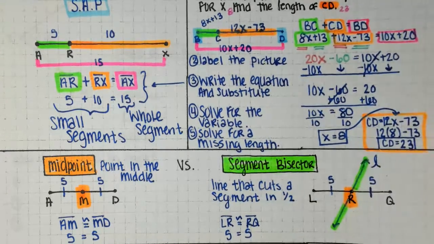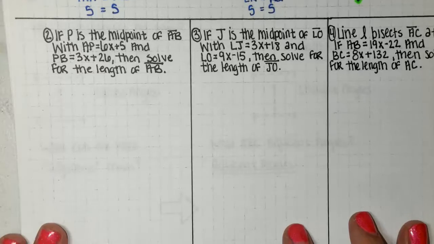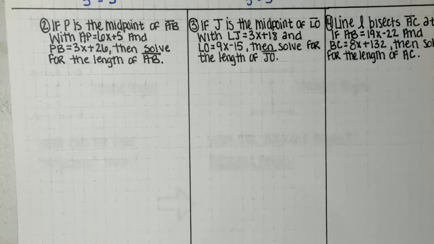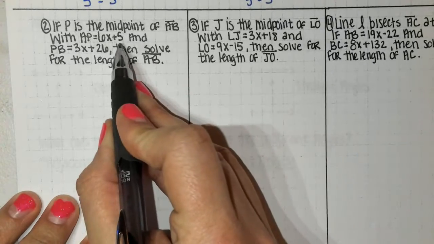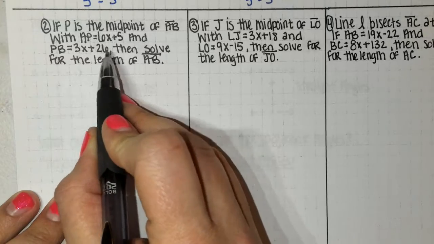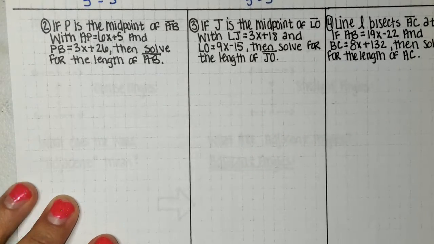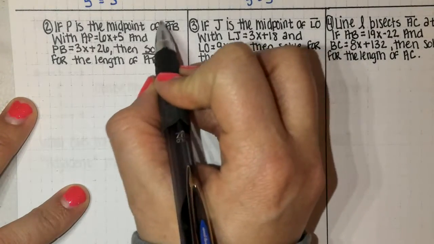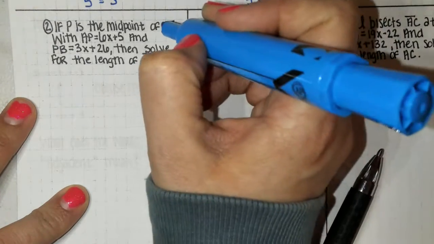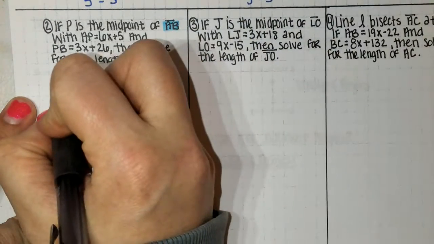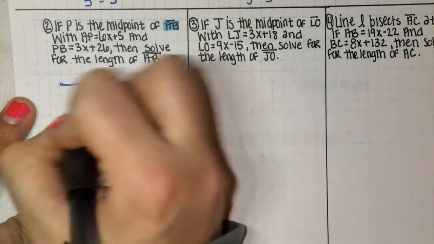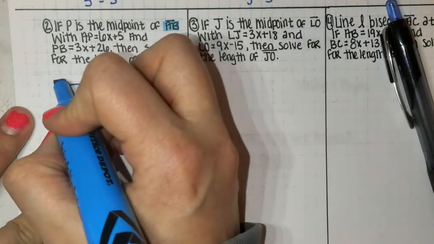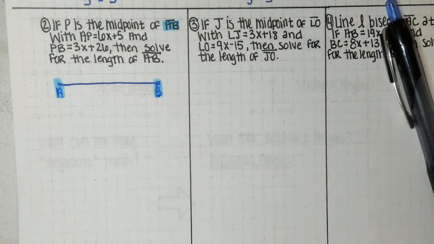So the first example down here, labeled number 2, because it's the second one we've done. It says, if P is the midpoint of AB, with AP equaling 6x plus 5 and PB equaling 3x plus 26, solve for the length of AB. So remember our first step. Step number 1 is to draw the picture. It's telling you that the segment name is AB. So what that means is AB, those are our little boundary points. A and B. Those are the barriers of our segment. They kind of keep our segment in check. It's the beginning and the end.